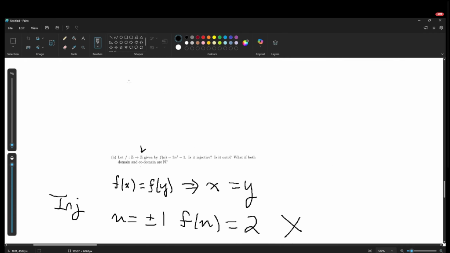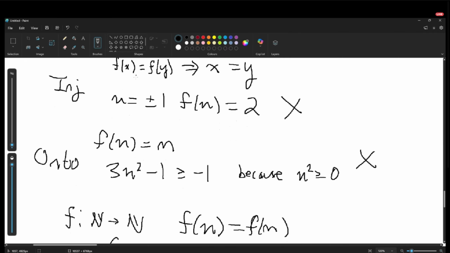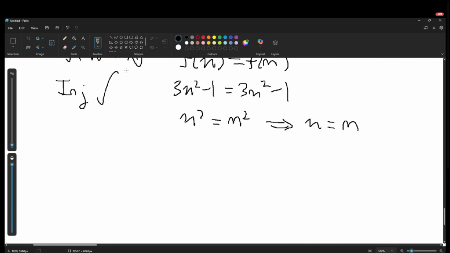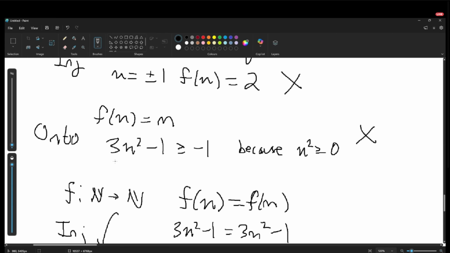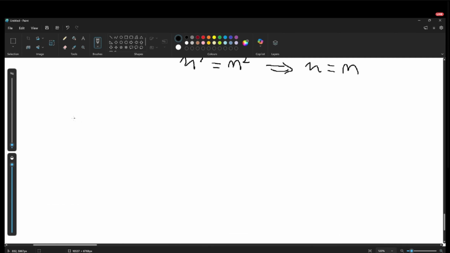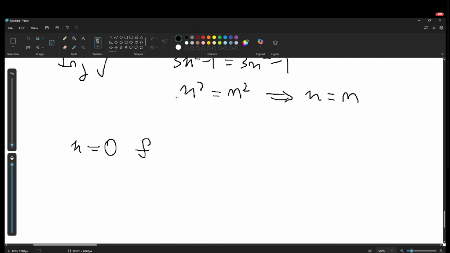Now to see onto. So is it still onto? Well, it's still not onto, even though this does appropriately cover the range. The reason is that if we were to choose n equals 0, well, n equals 0 is not in the natural numbers, even though some people would argue that it is, but for this class, I guess it's not considered. So that means that f of 1 is simply 3 minus 1, so it's 2.